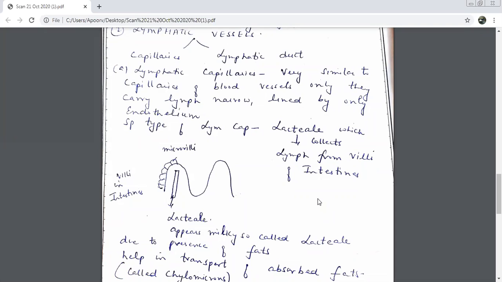What is the other name of lymph? Tissue fluid. Very good. How many main components of the lymphatic system? Three. The fluid which flows is lymph. The vessels in which it flows are lymphatic vessels. Two types: lymphatic capillaries and lymphatic ducts. The smaller units are lymphatic capillaries, which join to form bigger vessels called lymphatic ducts. The third important component is the lymphatic nodes. Very good.